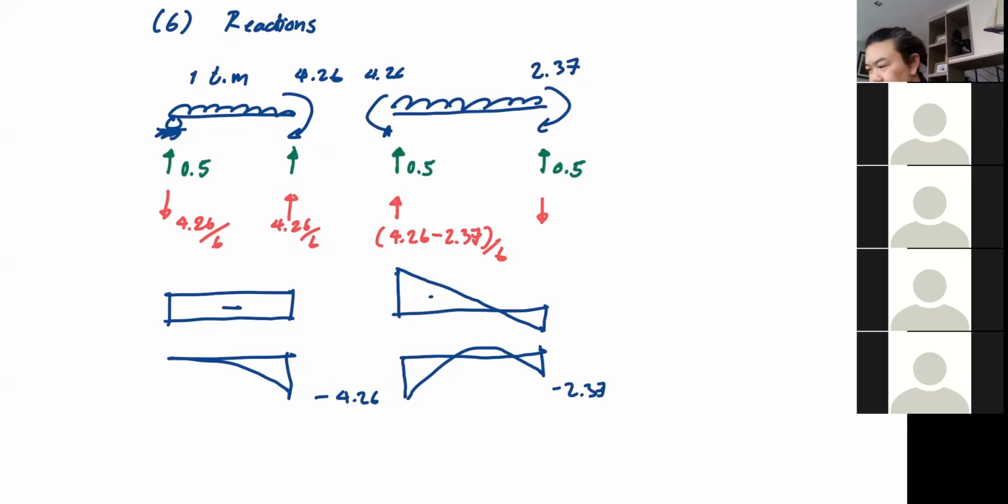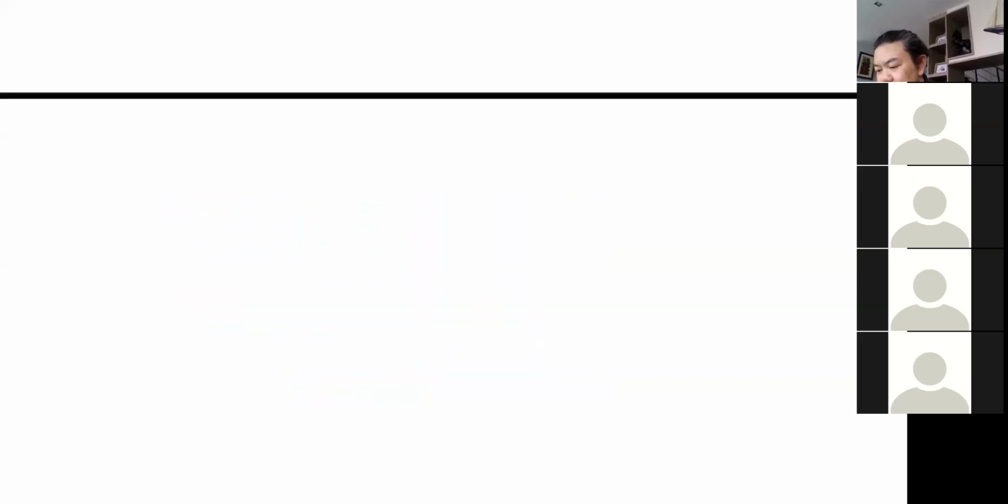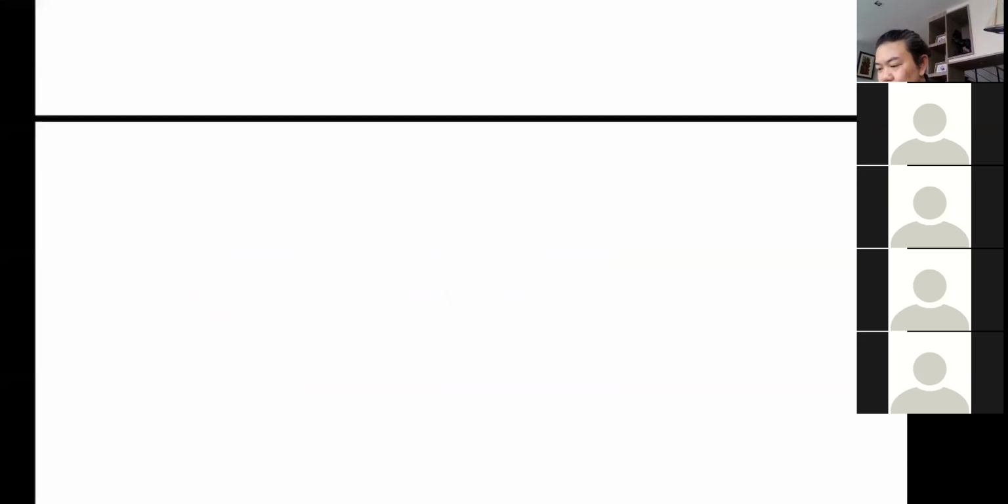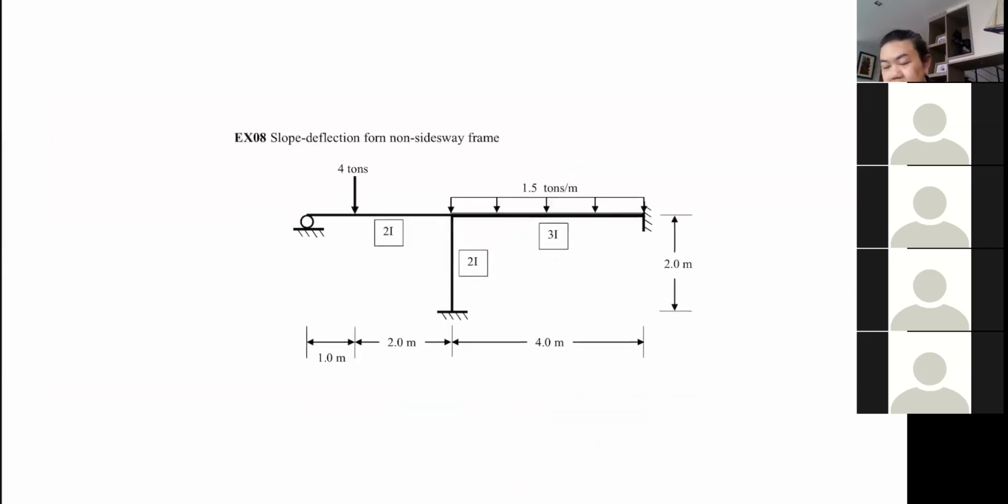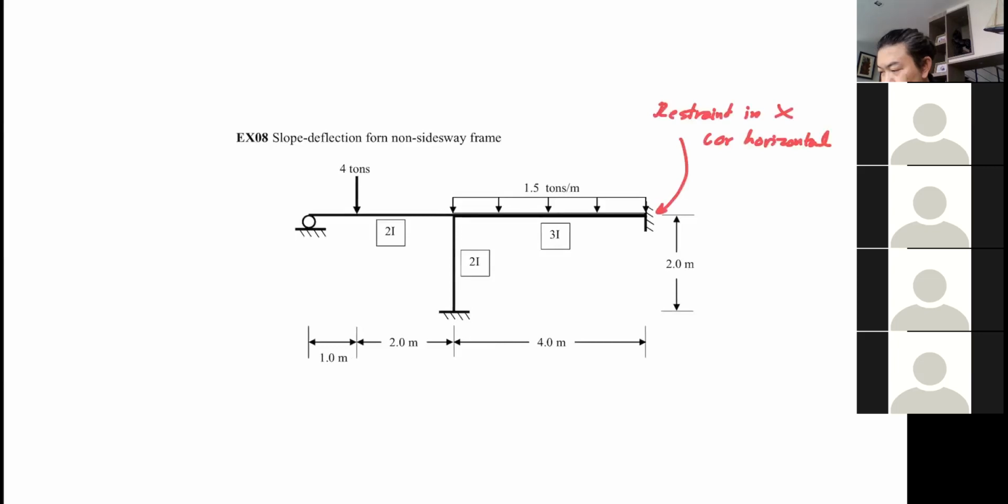No question. Still have a few minutes, so let's go over the next example to show you that we are now getting to the frame naturally. We are going to begin with another example where the main thing in this frame is that it cannot move to the side because we have the restraint here in X, or horizontal direction. Okay, so this frame doesn't move to the side.